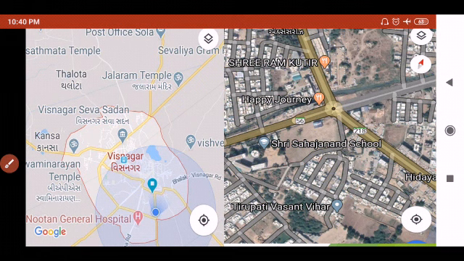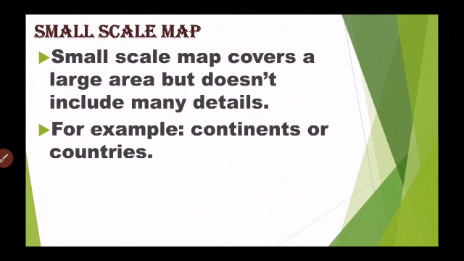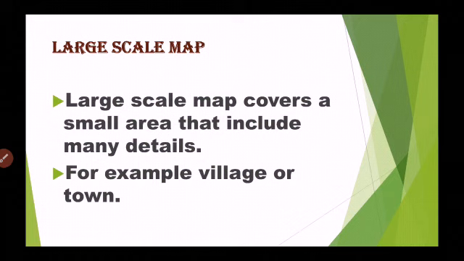I hope you have understood what a small scale map is and what a large scale map is. Again I repeat, small scale maps cover large areas but do not include many details, and large scale maps cover small areas that include many details.